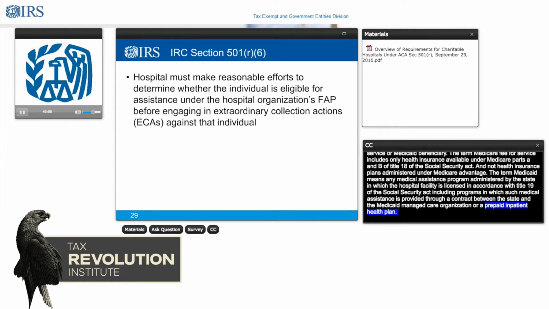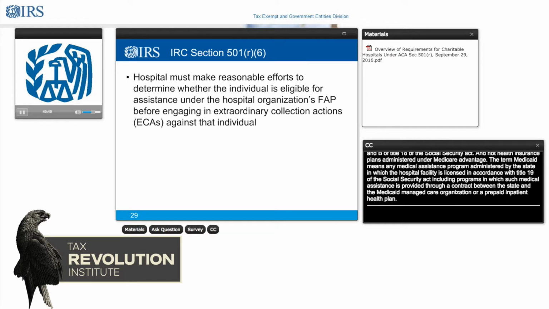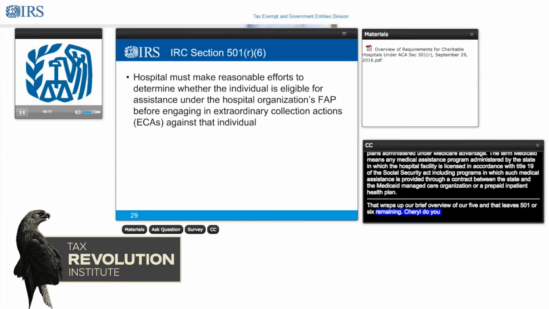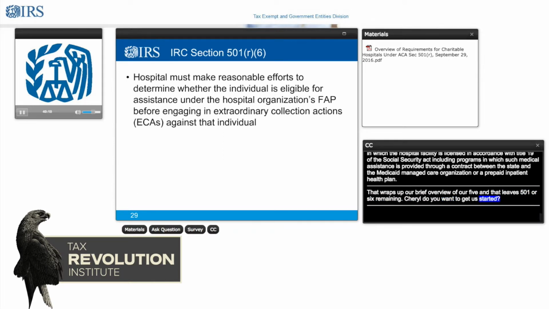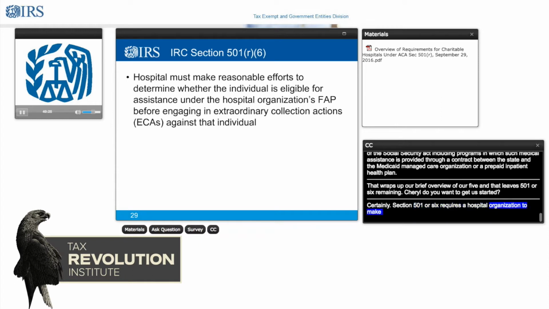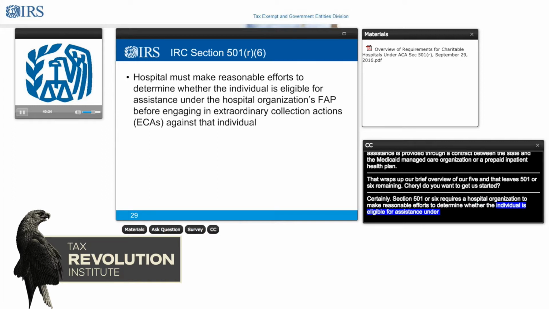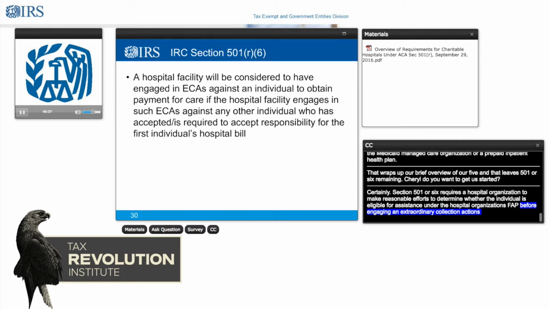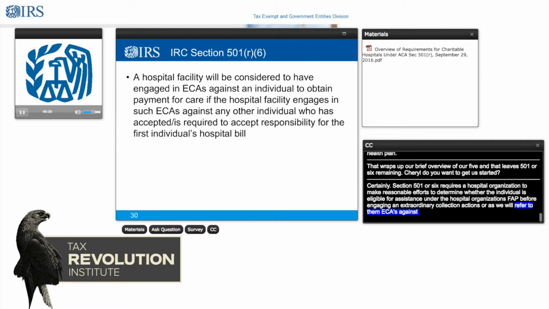That wraps up our brief overview of 501(r)(5), and that leaves 501(r)(6) remaining. Cheryl, you want to get us started on 501(r)(6)? Certainly. Section 501(r)(6) requires a hospital organization to make reasonable efforts to determine whether the individual is eligible for assistance under the hospital organization's FAP before engaging in extraordinary collection actions, or as we will refer to them, ECAs, against that individual.